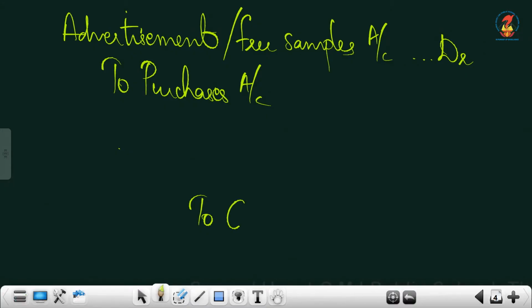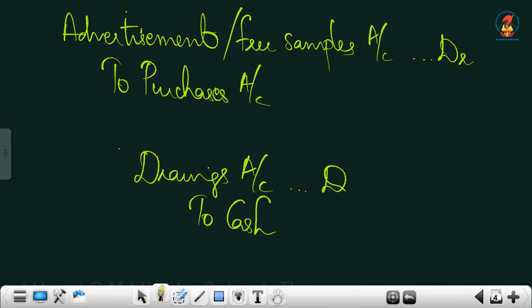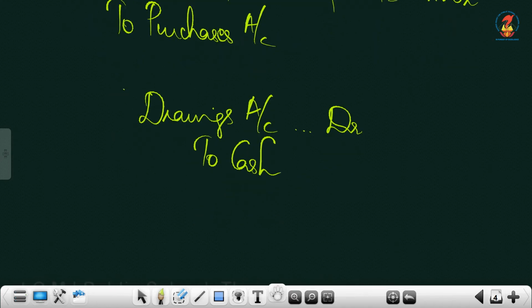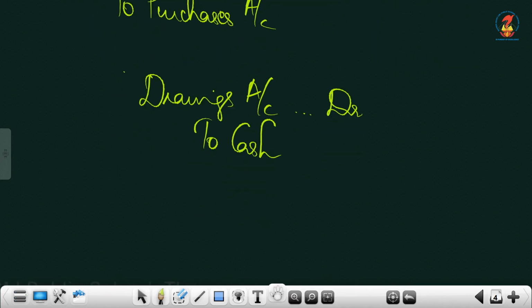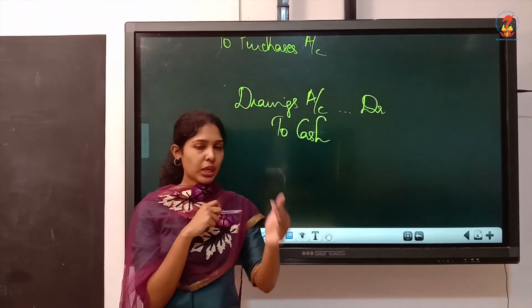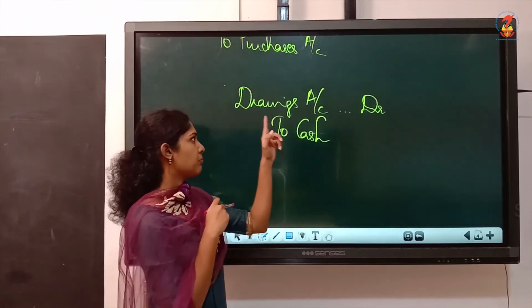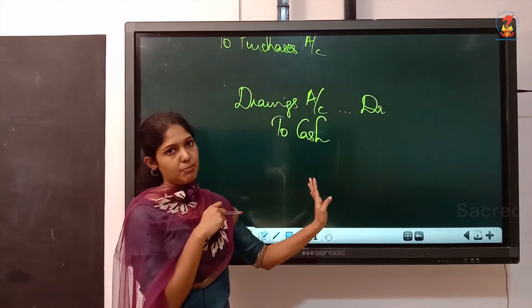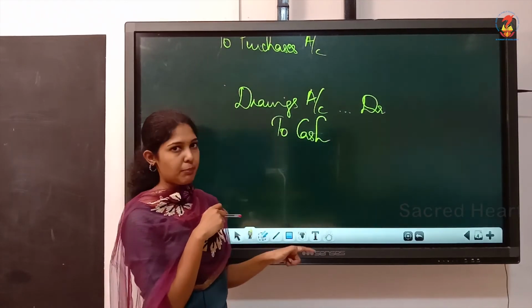So what you have to credit is cash. What will you debit? The drawings you have to debit. If they simply say withdrew cash, you must take it as for office use. Don't take it as drawings, it is for office use only. If they mention withdrew cash for personal use, that means it is drawings to be debited. Okay, then next subhead.